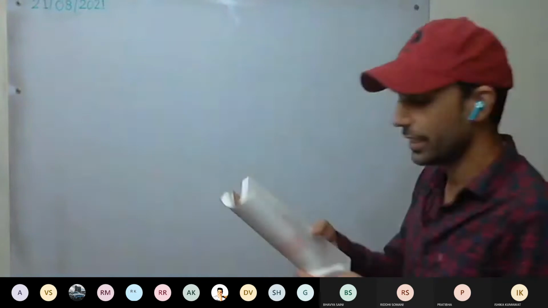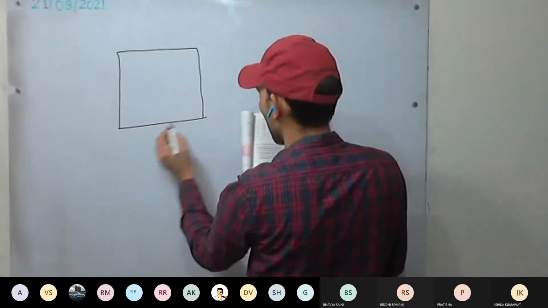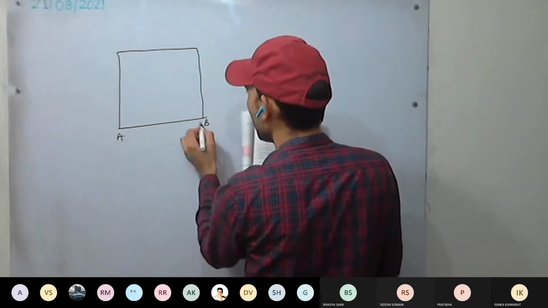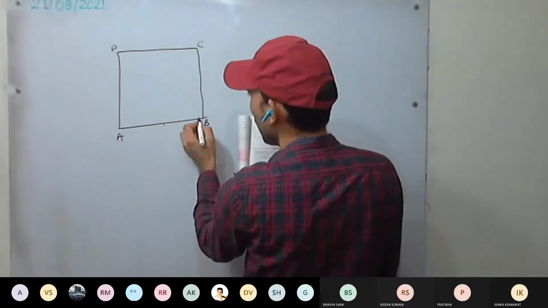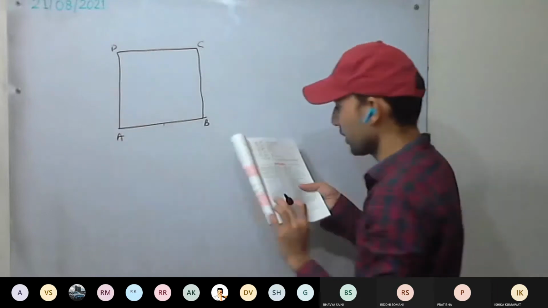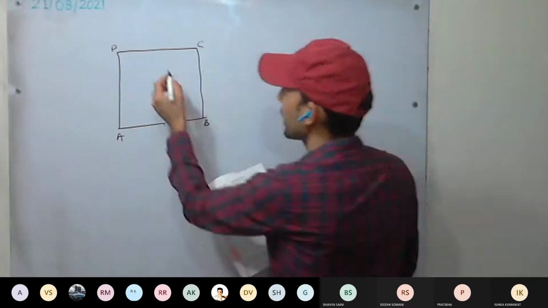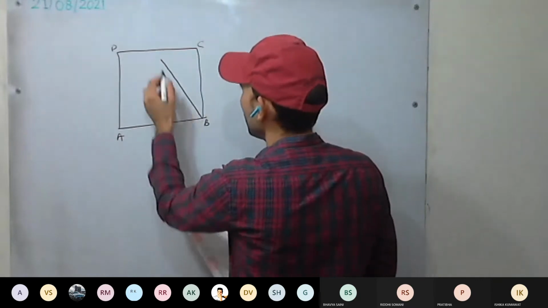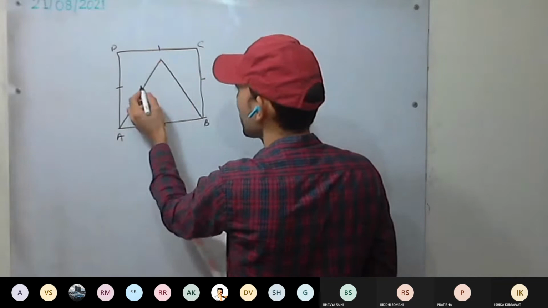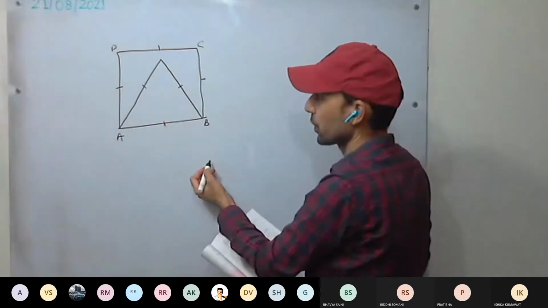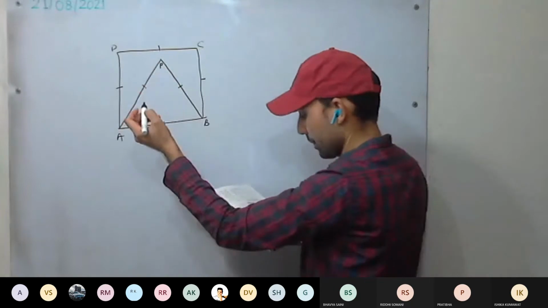So here is the figure given. In the following diagram, ABCD is a square. It means all four sides are equal and all the angles are 90 degrees. Now APB is an equilateral triangle. So this side equals this side equals this side, and all the sides will be equal.